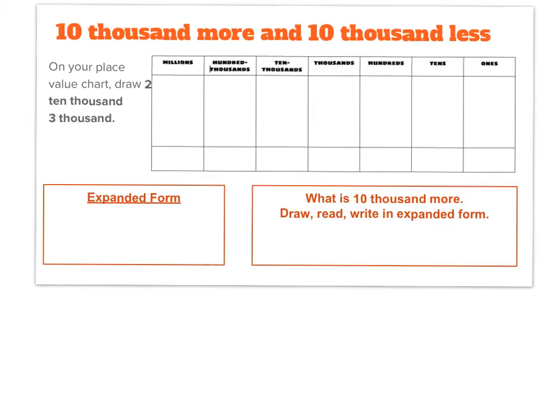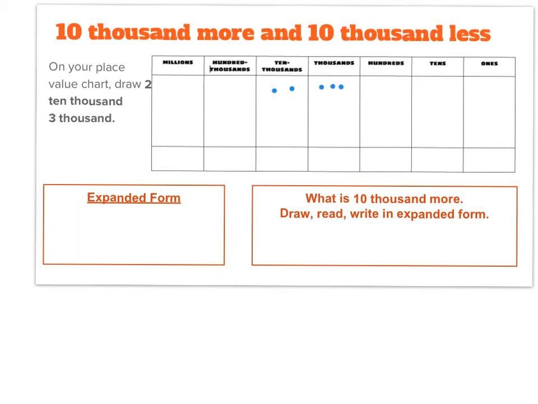On your place value chart, draw 2 10,000s and 3 thousands. Then I would like you to write the number in expanded form and then answer the question in the second box as well. What is 10,000 more? So you are going to work this problem out on your own. Pause the video, and when you're done, press play. Let's see how you did.